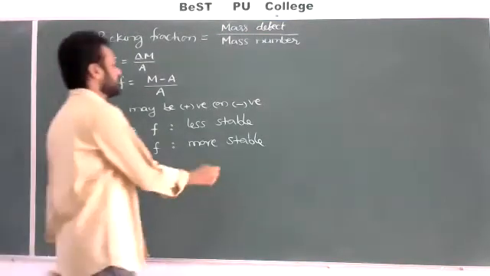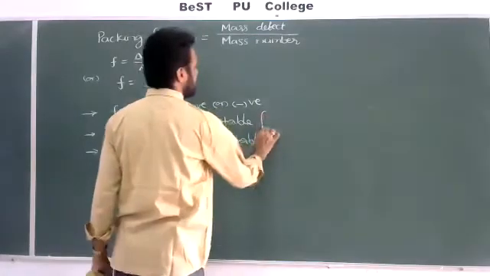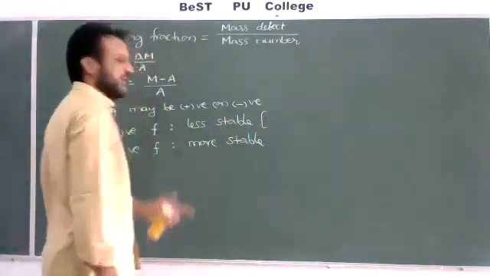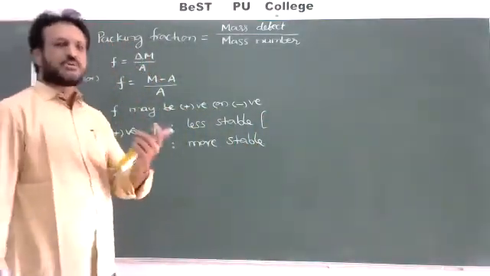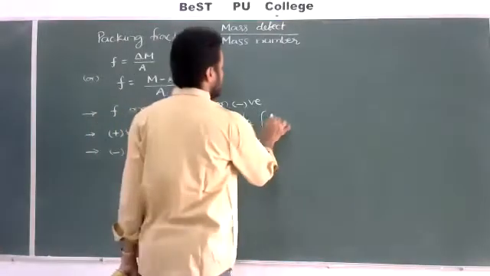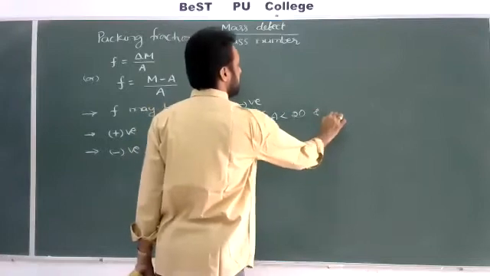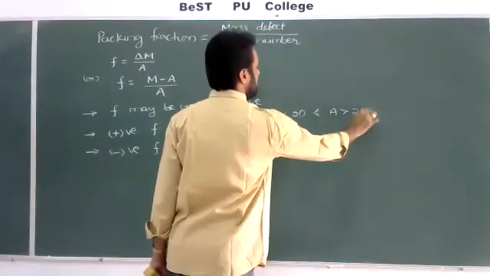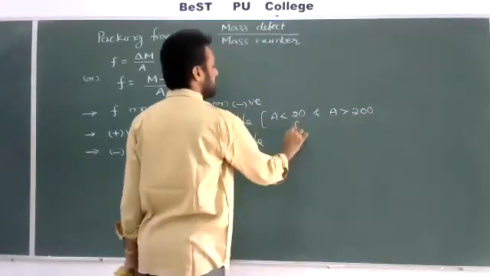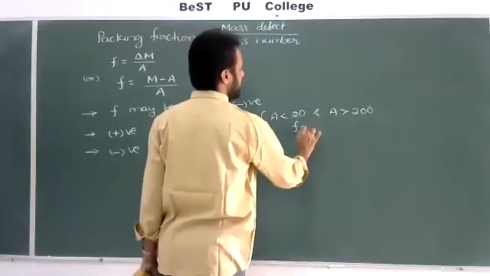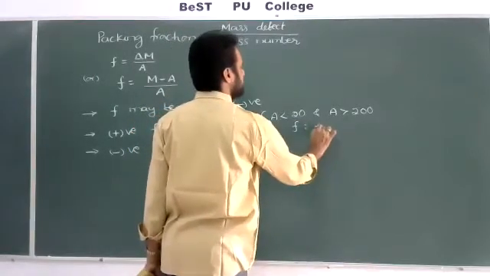So in this case, which elements are generally less stable? We can write the mass number less than 20, and more than 200. Generally, elements with the mass number A less than 20 and mass number A greater than 200, for this type of elements the packing fraction F will be positive.